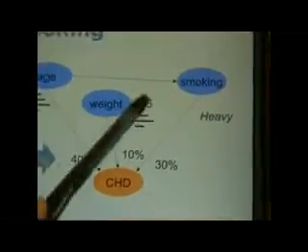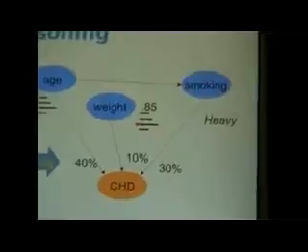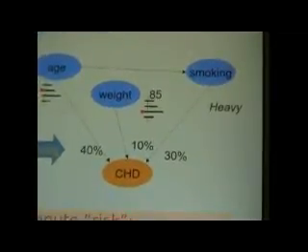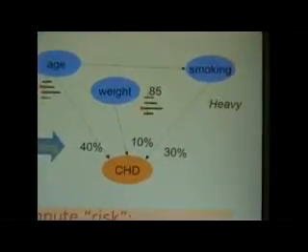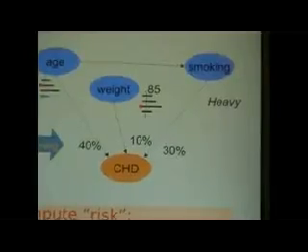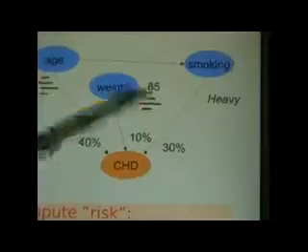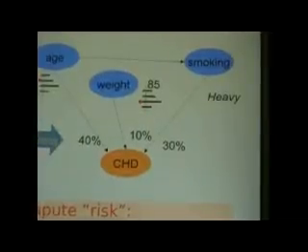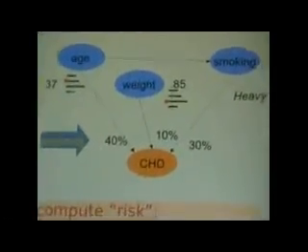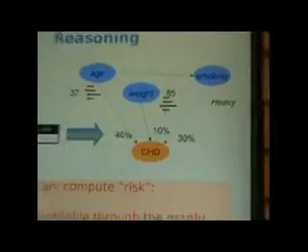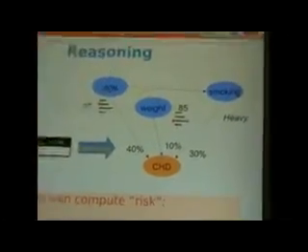So together, 40 plus 10 plus 30, it is 70%, and that's your total risk, or the probability to have CHD. 80%. 80%, I'm sorry, yes. Good. So your probability to get CHD, in this case, is 80%. And at the same time, I can explain to you how the model actually computed that.